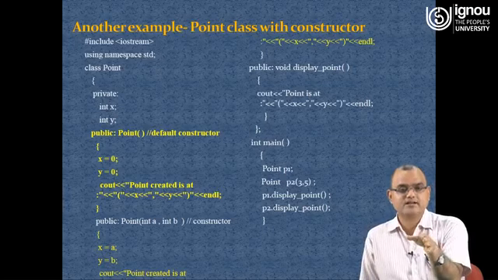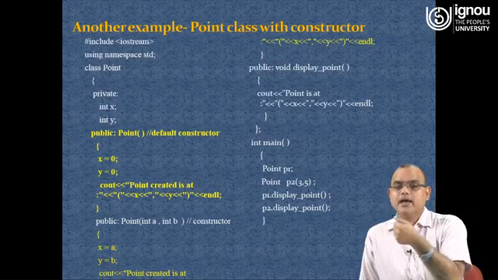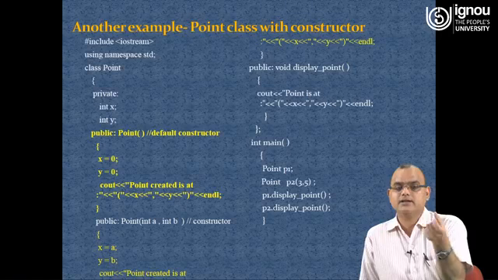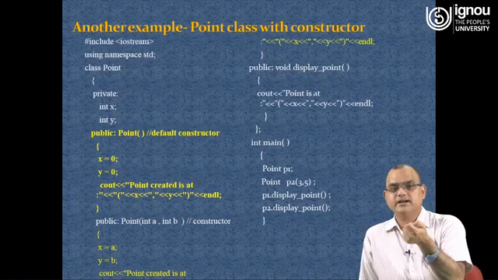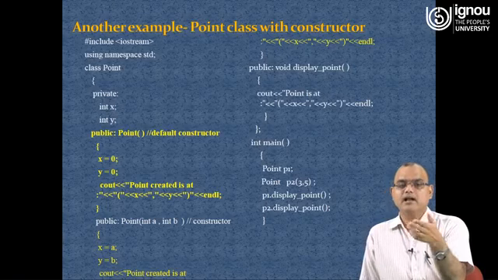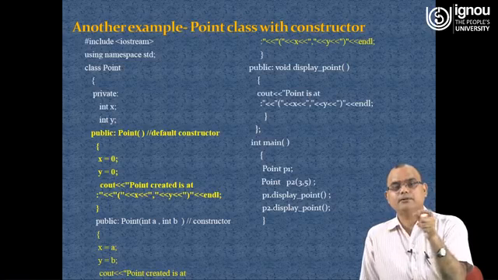If you see the second constructor, we have passed two arguments, int a and int b. These two arguments represent the x and y coordinates. So we have assigned a to x and b to y, and then we display the location at which that particular object is created. By calling the display method, we can show the location of that point object.